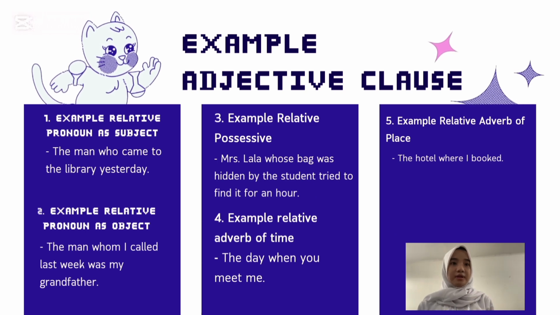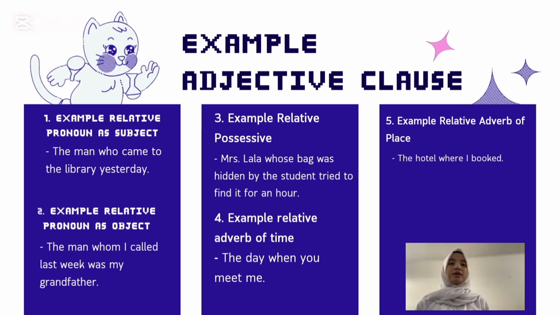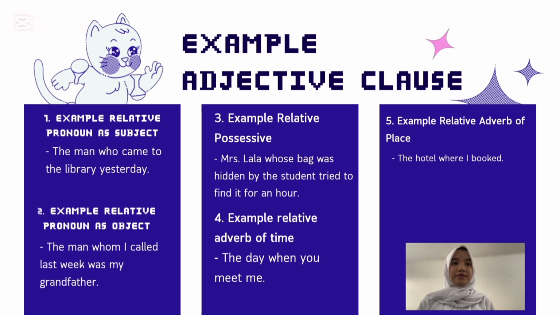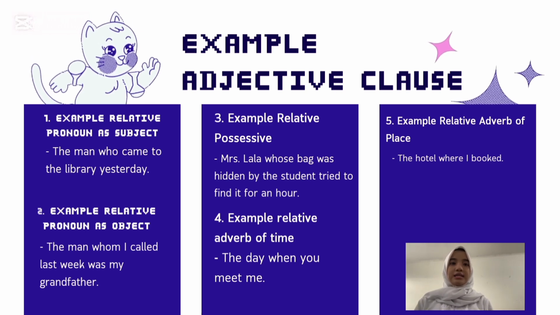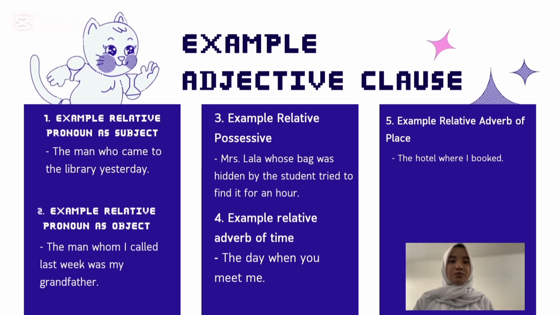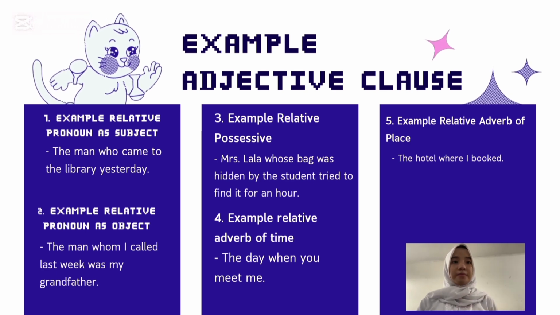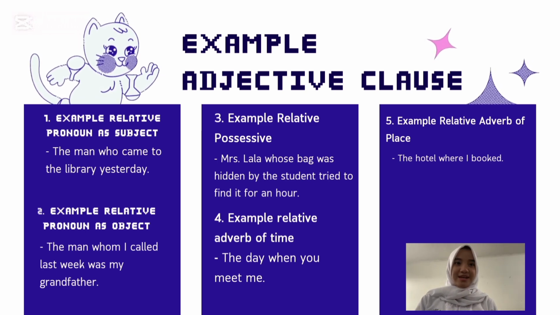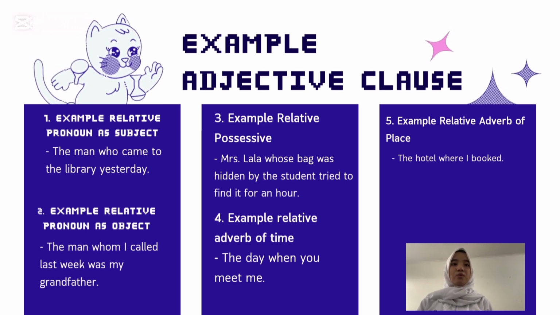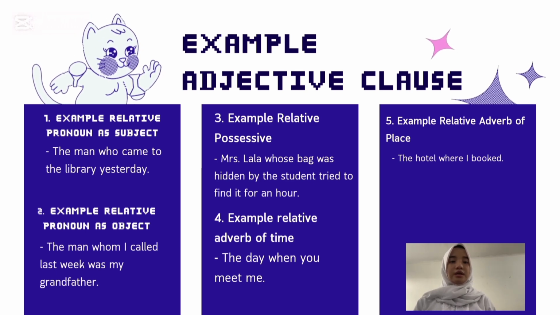Number 1 is an example of relative pronoun as subject. The man who went to the library yesterday. And 2 is an example of relative pronoun as object. For example, the man whom I called last week was my grandfather. 3 is an example of relative possessive. For example, Mrs. Lala, whose bag was hidden by the student, tried to find it for an hour.